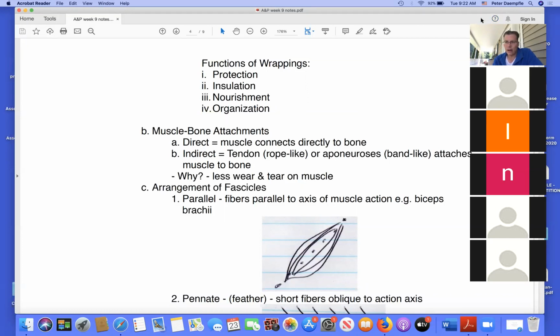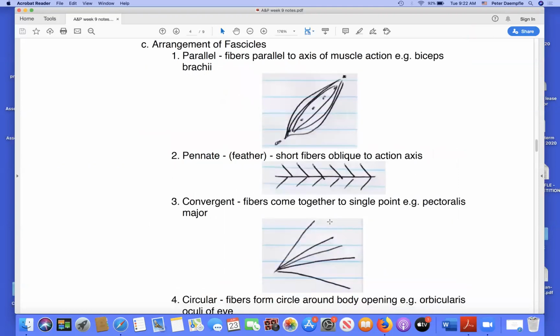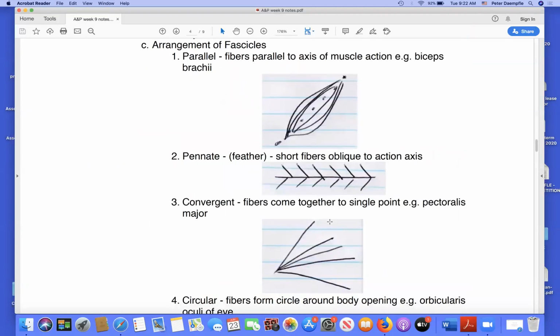Let's talk now about the arrangement of the fascicles. When you look at a muscle, and I'm sure if you turn to page 540, 541, figure 14.28, you've got all your muscles there. I have a nice picture there of all your muscles. You will see that there are little lines. Those lines are your fascicle arrangement. And there are 4 types of fascicle arrangements in the body.